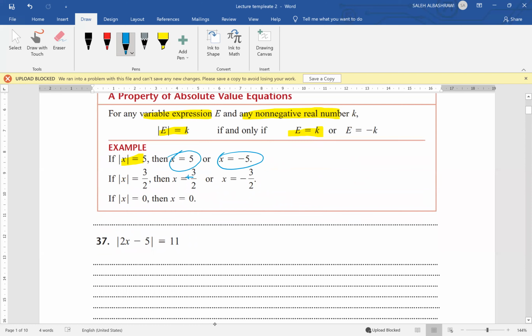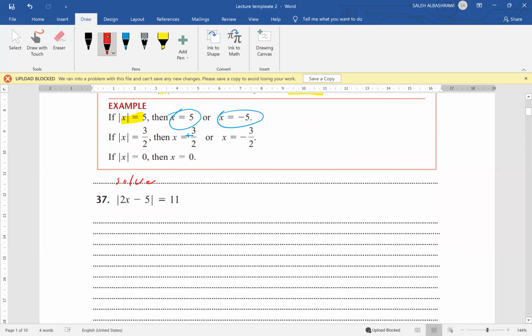Suppose that we have this equation, absolute value of 2x minus 5 equal to 11, and we need to solve the equation. It means we need to find the value of the variable x that satisfies this equation. Now we have 2x minus 5 equal to 11. This is positive. So if we apply the property of the absolute value equation, I will say what is inside the absolute value, 2x minus 5, equal to 11, or 2x minus 5 equal to minus 11. So either we take the positive or negative.